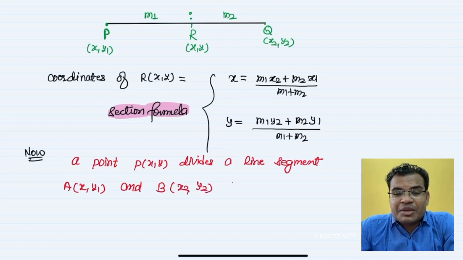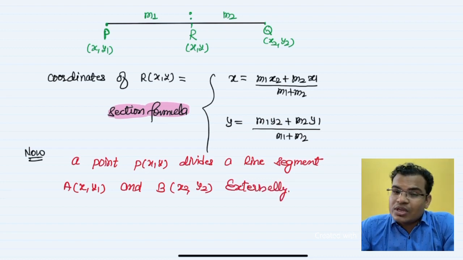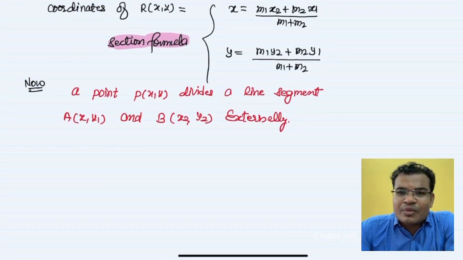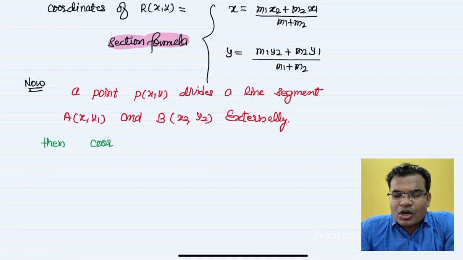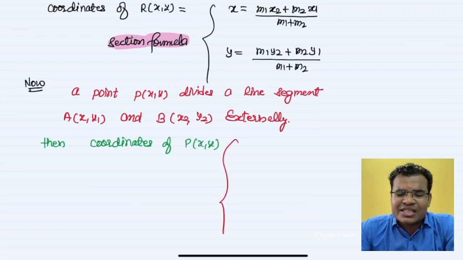The important thing is I want to explain external division. What is the difference? What is the section formula for external division, and what is the section formula for internal division? You should know both. So what will be the coordinates of the point P, x comma y? The formula is the same, only the sign will change. This is very simple.